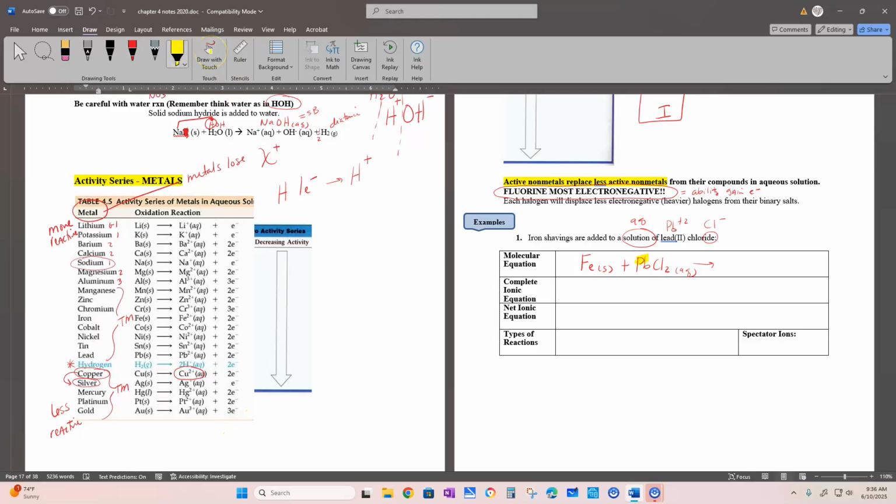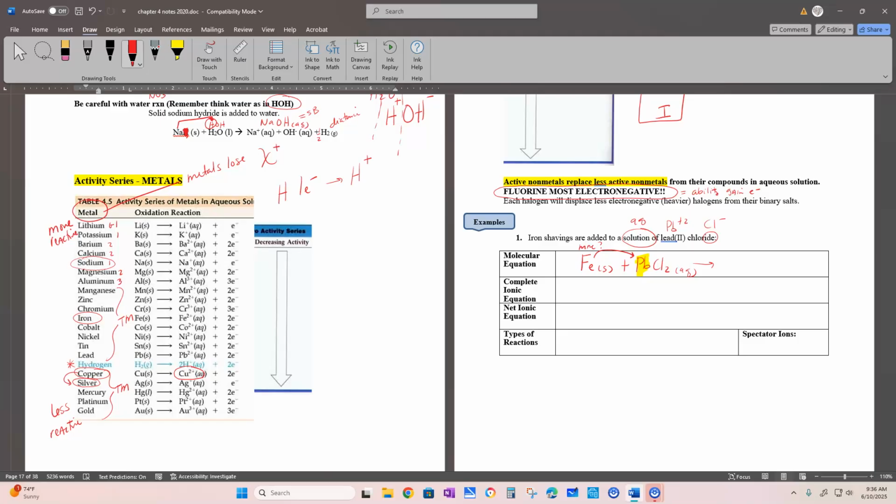Iron is looking at that metal right there. So iron is looking to replace lead. So the question is, is iron more reactive than lead? So we got to go to our chart. I see iron right there, and I see lead a couple elements below, and yes, this will occur.